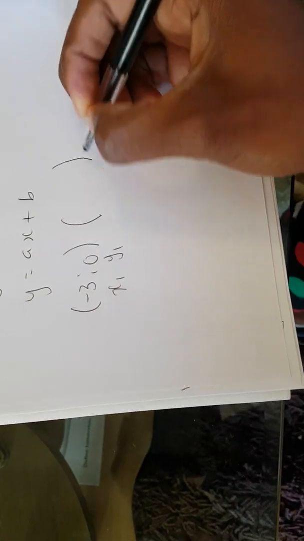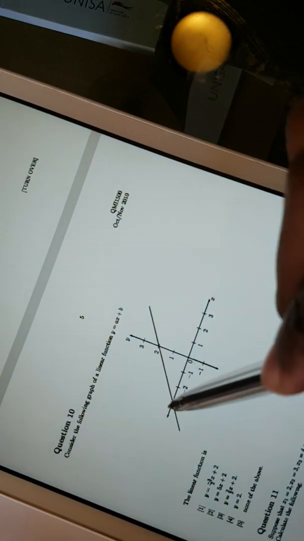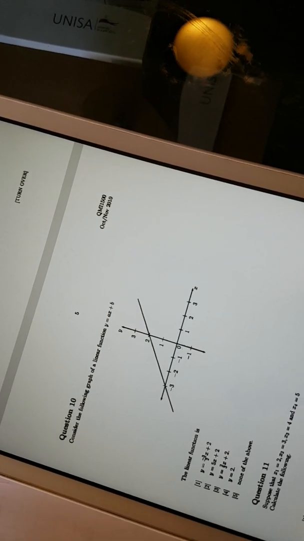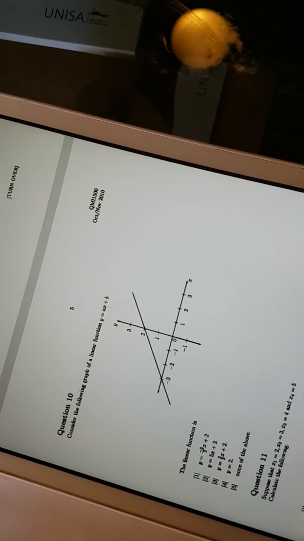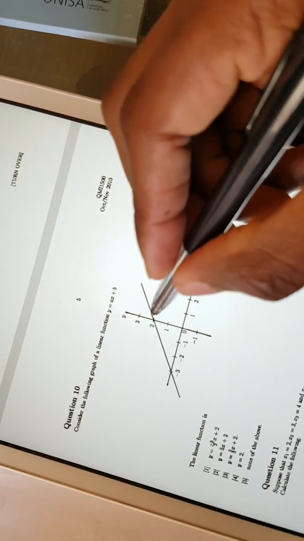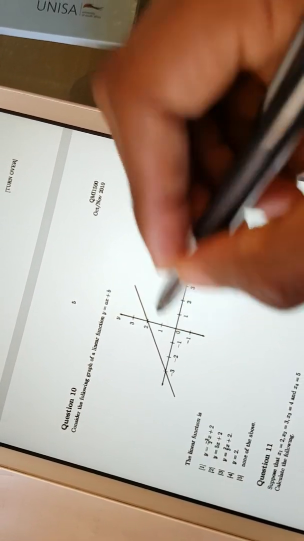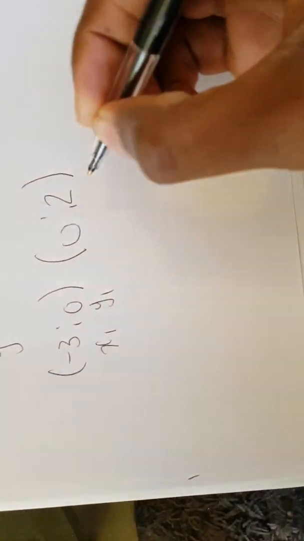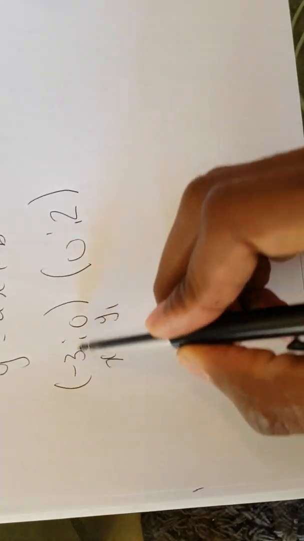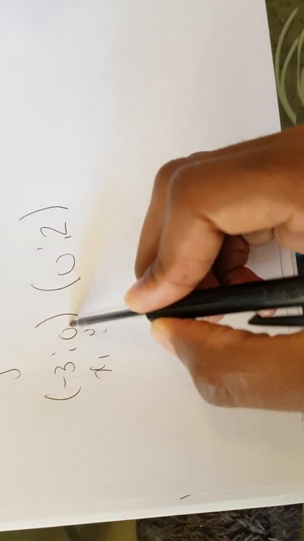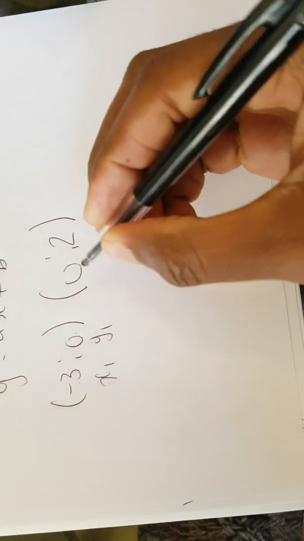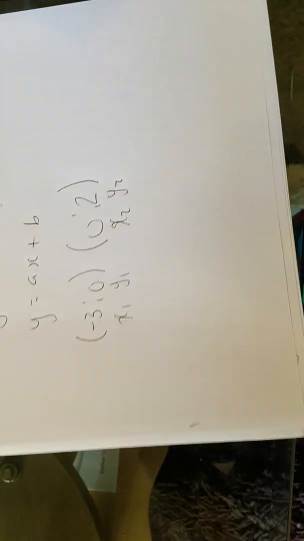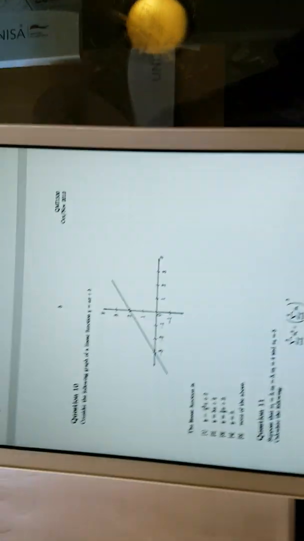Let's go to the second intersection. Moving from here to here, it shows that y is 2, and where y is 2 along this line, x is at 0. So y is 2 and x is 0. In the brackets, the first value is for x and the second is for y. So this is the second intersection, and we have x2 and y2. This is how we do this.